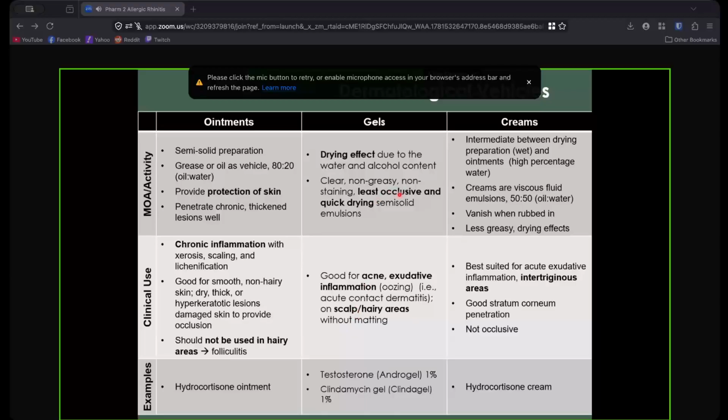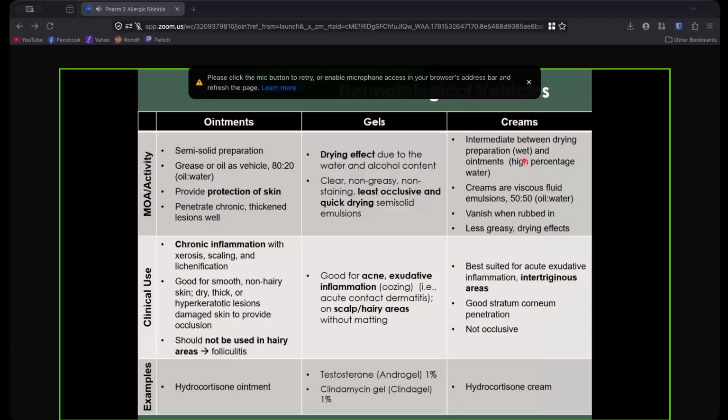If I don't have a lot of occlusion, therefore I'm not going to have that folliculitis that I was worried about. These are just some examples. On the exam, I will tell you if something is a gel, ointment, or cream, what have you, so you don't need to remember that. I will tell you when you need to remember it, which will come up when we talk about our steroids.